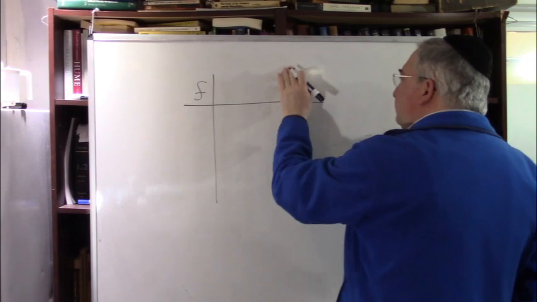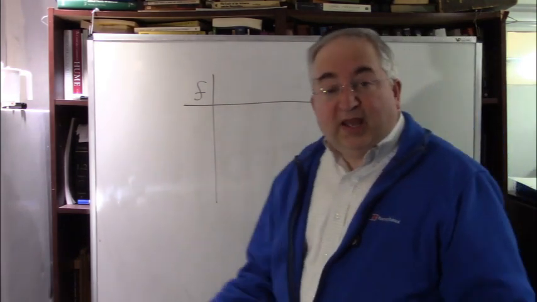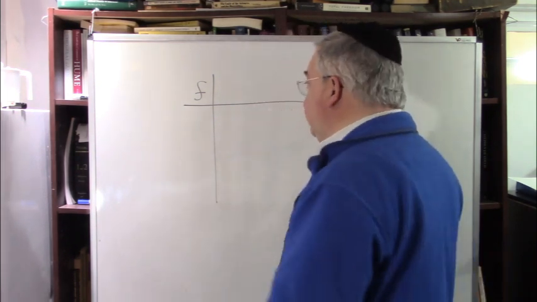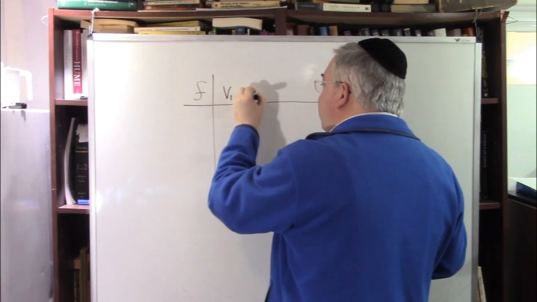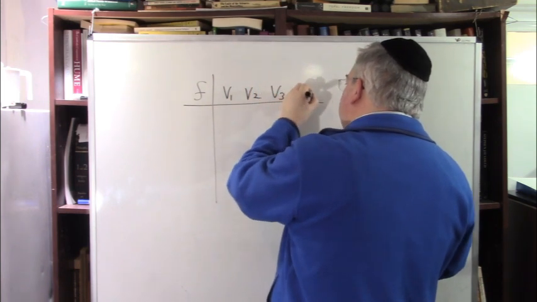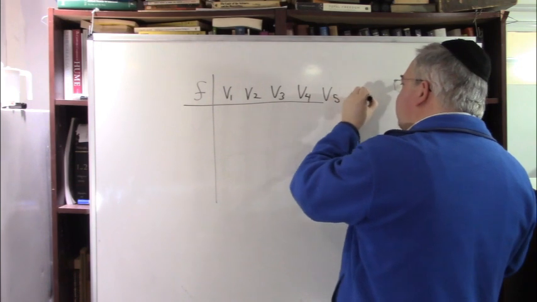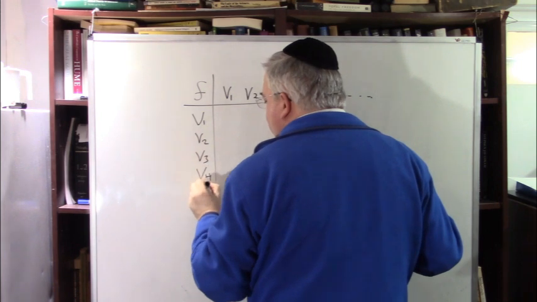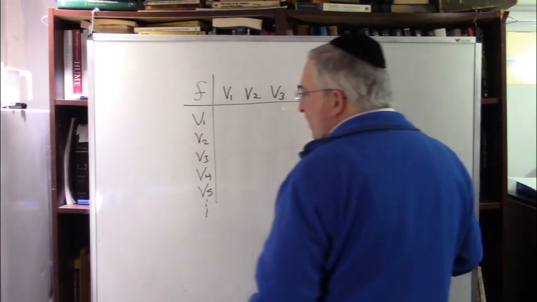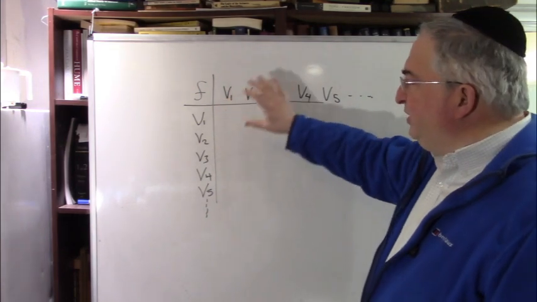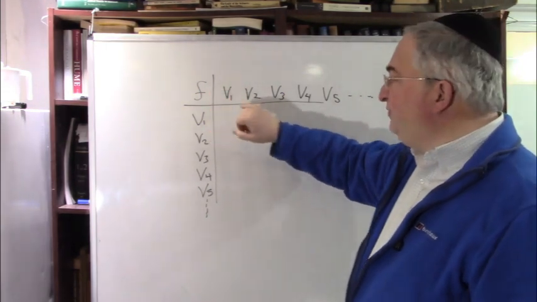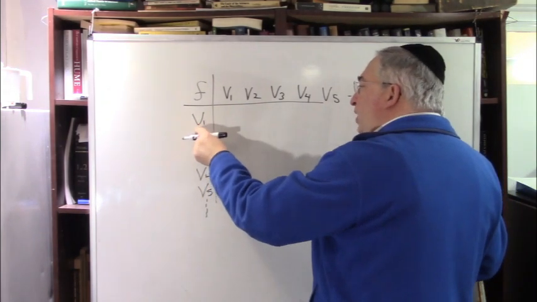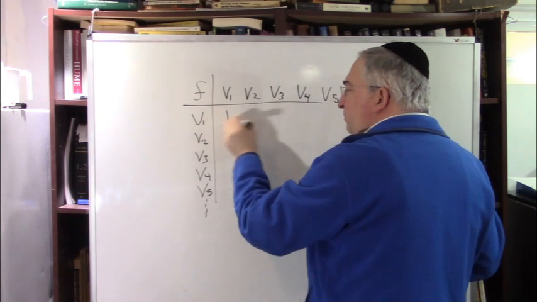So what's this F function? Well, it's a function that takes a villager and outputs another villager. So we might write this as v1, v2, v3, v4, v5, and v1, v2, v3, v4, v5, and the output of this function will fill in this matrix. Let's say V1 cuts his own hair. So we put a 1 here.